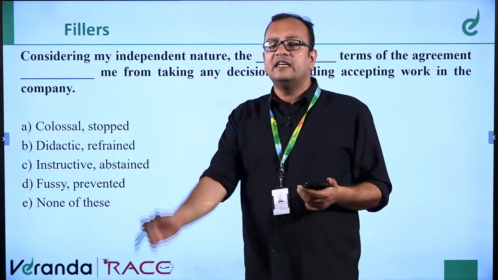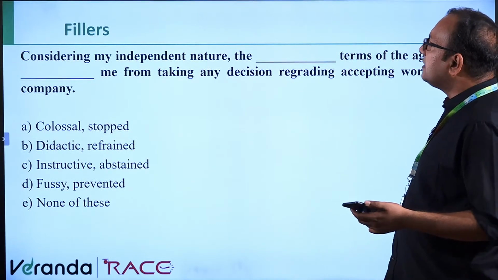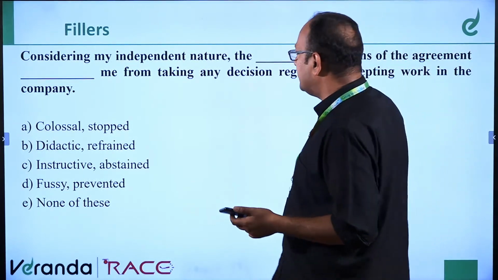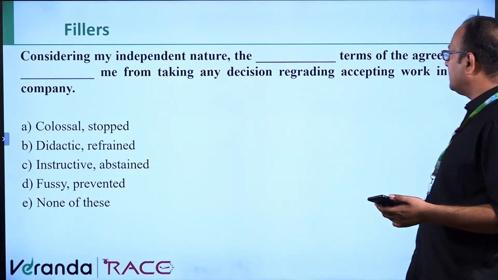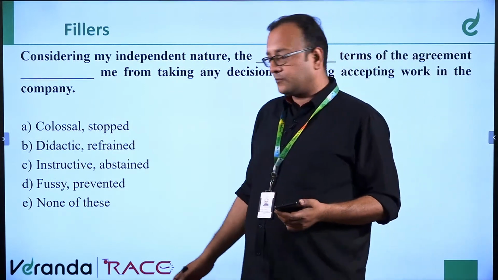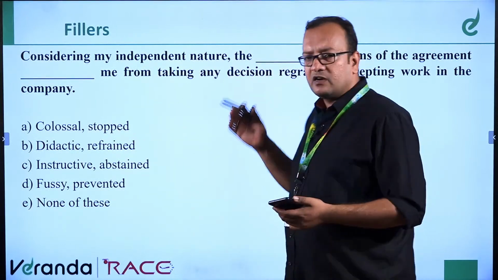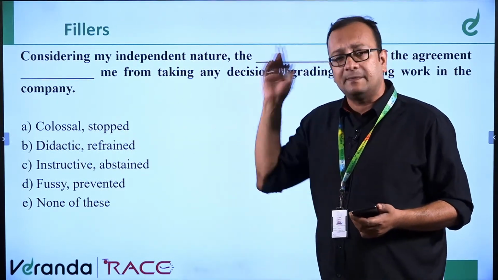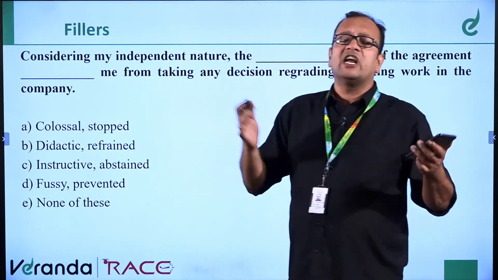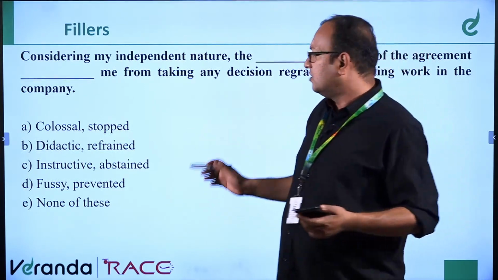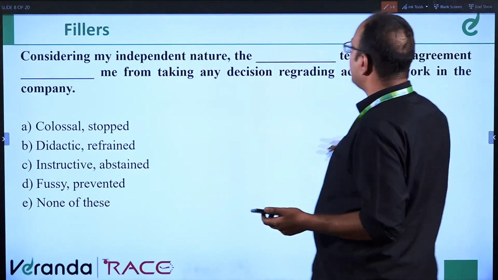Now we'll move to some further interesting questions, which are filler questions. The question is: considering my independent nature, the dash terms of the agreement dash me from taking any decision regarding accepting work in the company. If we put options one by one, we will come to know that all answers are incorrect except one. Colossal means huge, enormous, large, so it cannot be the answer. This is already an invalid answer.